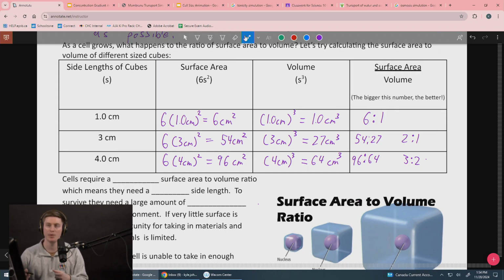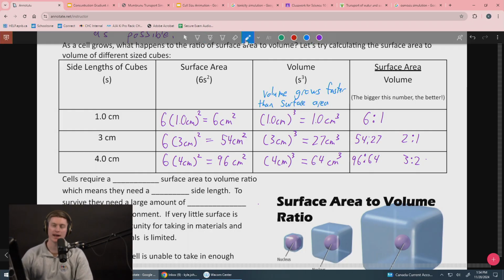What I want you to take away from this is that as we increase the side length of a cube, the volume grows faster than the surface area, which means that our surface area to volume ratio decreases. As side length increases, volume grows faster than surface area.